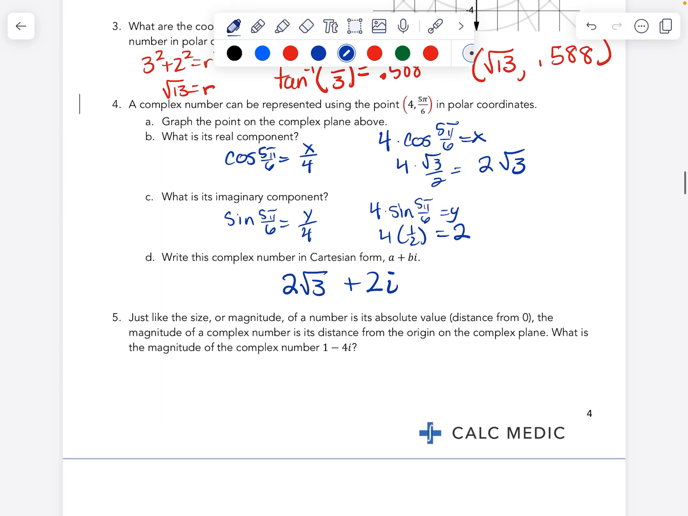All right, so just like size or magnitude of a number, its absolute value is the magnitude of a complex number. So what is the magnitude of 1 minus 4i? So 1 squared plus negative 4 squared. That's our magnitude squared, or our radius. So that would be the square root of 17.